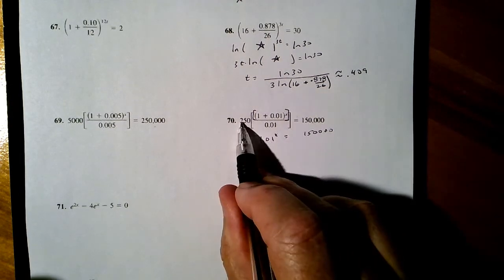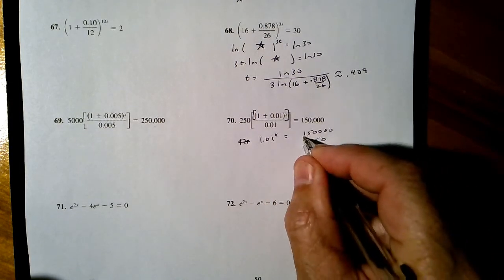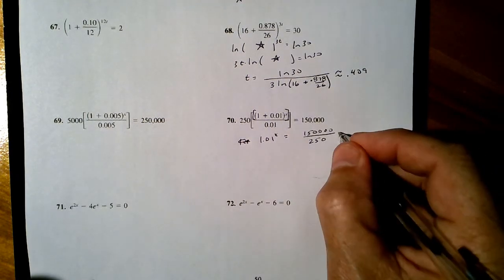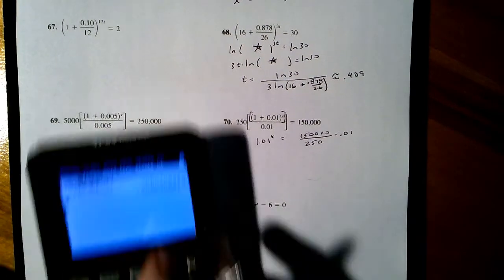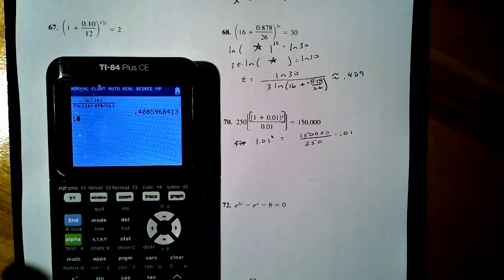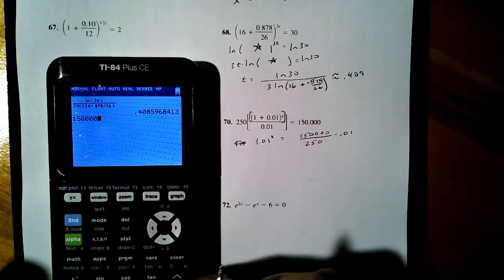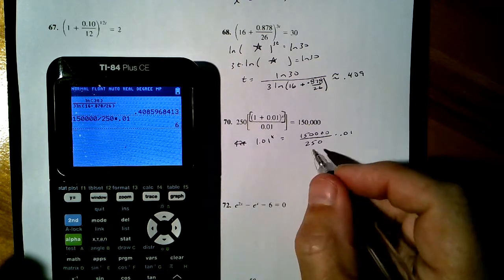it was 150,000. I'm going to divide away 250, and I'm going to multiply away times 0.01. And you don't have to simplify that side, but I think I'm going to. You could just carry it all forward. Let's see, 150,000 divided by 250 times 0.01, and I get 6.